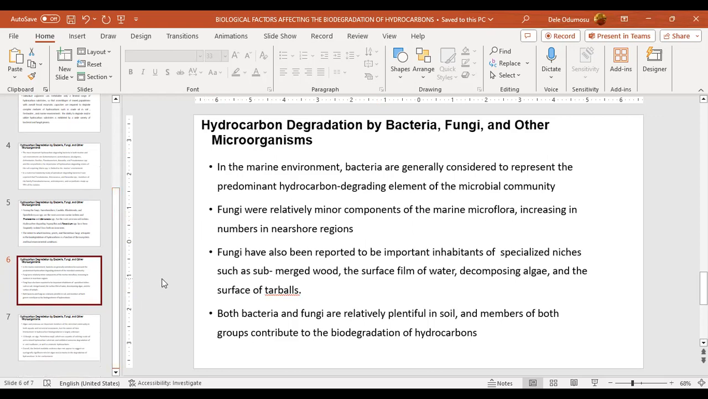Now, what are the factors that affect the microbial biodegradation? I think I have a different slide here, but I'm going to give you this from my head. I think I selected a different slide.